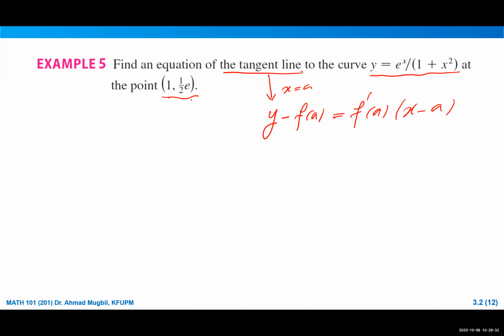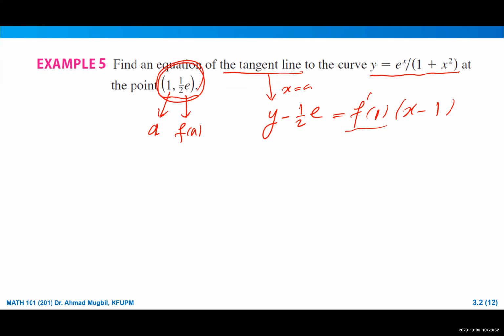Now the point is given for me. Here it is. So what is a? a is 1. So we have here x minus 1. And here f of a is given also. This is f of a. It is a half of e. What is remaining is the derivative at 1. What is f prime at 1?